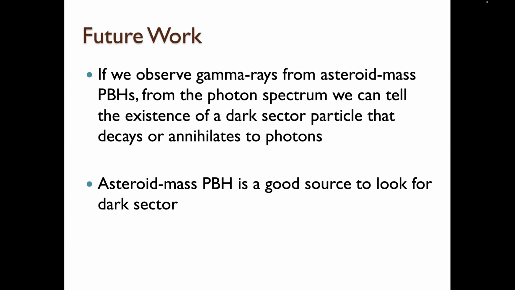So of course, primordial black holes don't care about the coupling between the standard model and the dark sector particles. As long as they have mass, they can be produced from the primordial black hole as long as their mass is smaller than the Hawking temperature. And if they decay to photons, and there's another signal that goes to photons, then we can tell from the photon spectrum if there's such a particle. So actually, asteroid-mass primordial black holes are a good source to look for dark matter as well.